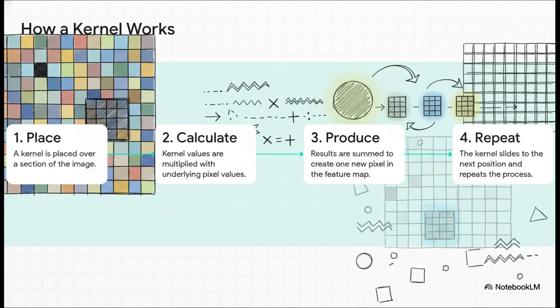Okay, so here's how that works, step by step. This kernel, which is really just a small grid of numbers, is placed over a part of the image. Then it multiplies its own numbers with the pixel values it's sitting on top of. And finally, it just adds all those results up to produce a single new pixel. And it just repeats that. It slides over and does it again and again across the whole image. And by doing this over and over, the CNN starts to recognize really basic patterns, things like edges and texture.